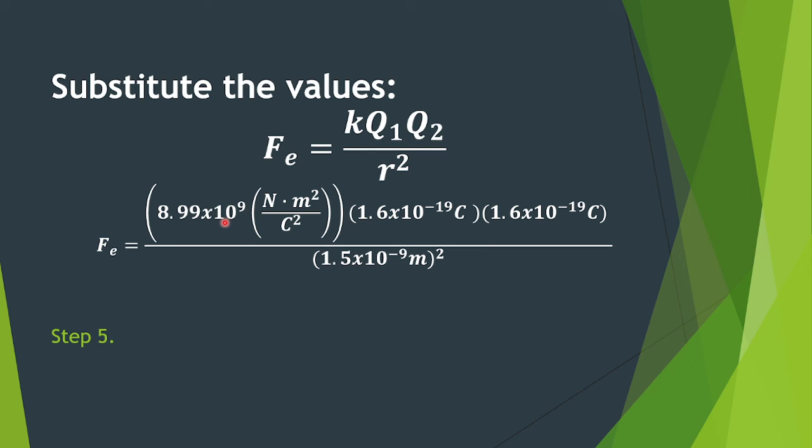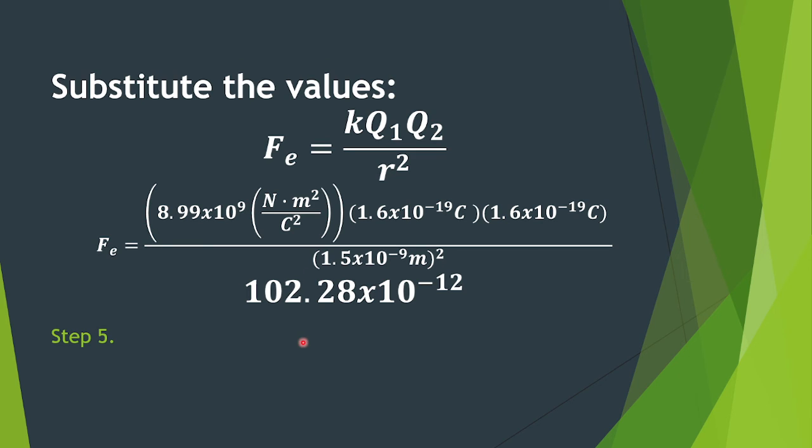So you have 8.99 times 10 to the 9. This thing right here is actually the units. I put the units because later on we're going to do the dimensional analysis to show that the units are correct. Upon plugging in, and you can press it in your calculator, you'll find out that it is 102.28 times 10 to the negative 12 newtons.